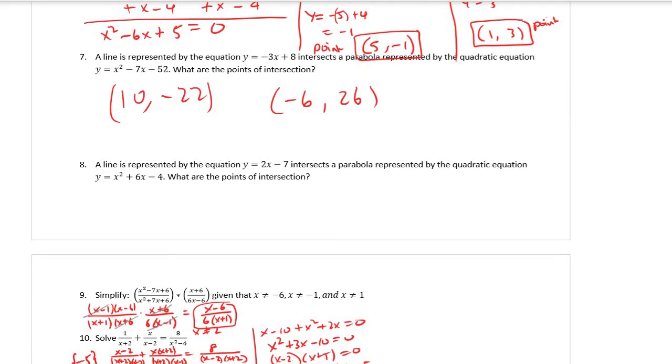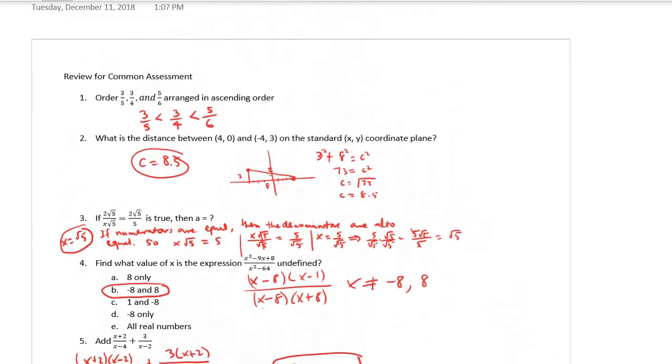Number 8. When you do number 8, you will get 2 answers. The first one will be (negative 3, negative 13). And the second one will be (negative 1, negative 9). I need to check those to be sure. And I think basically this is all that you need.